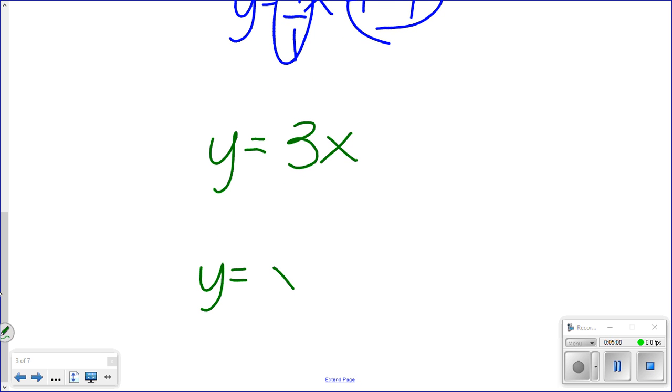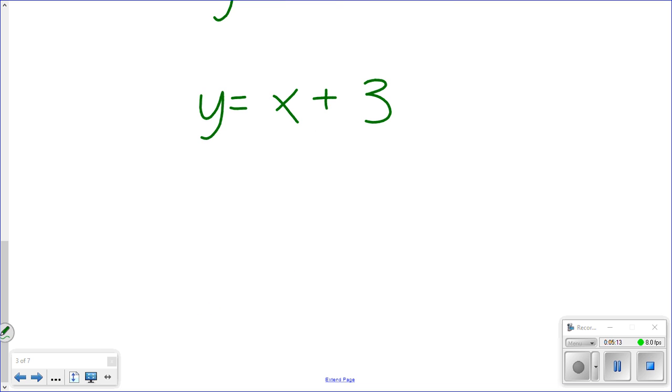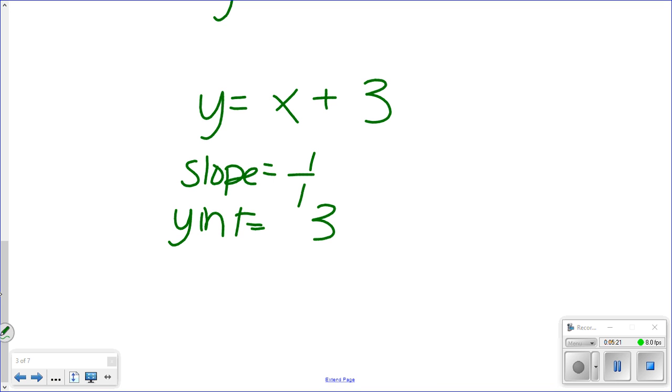y equals x plus 3. Your slope for this one would be 1 over 1, and your y-intercept would be 3. Especially if there's nothing with that x, that 1 is going to go with that x to make your slope. My y-intercept would be 3.